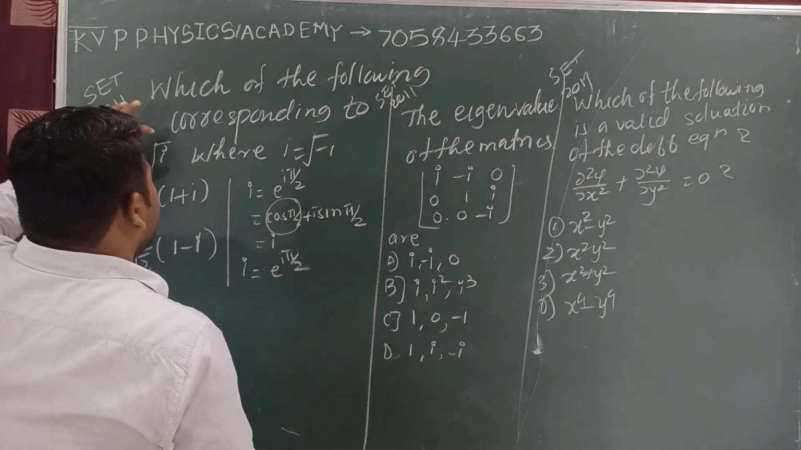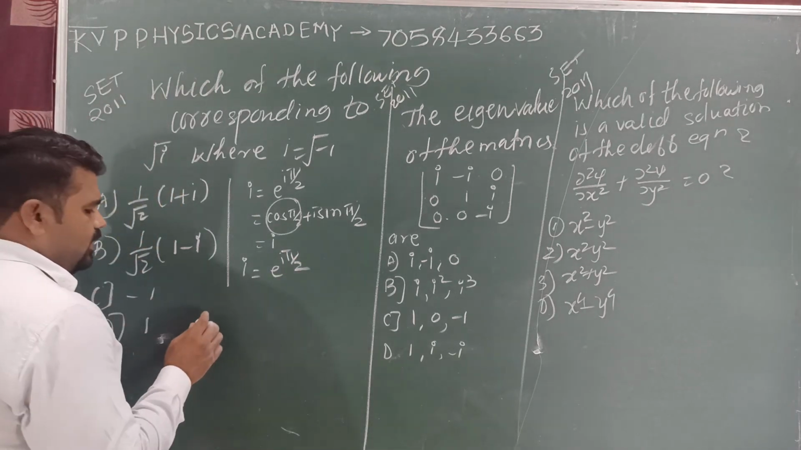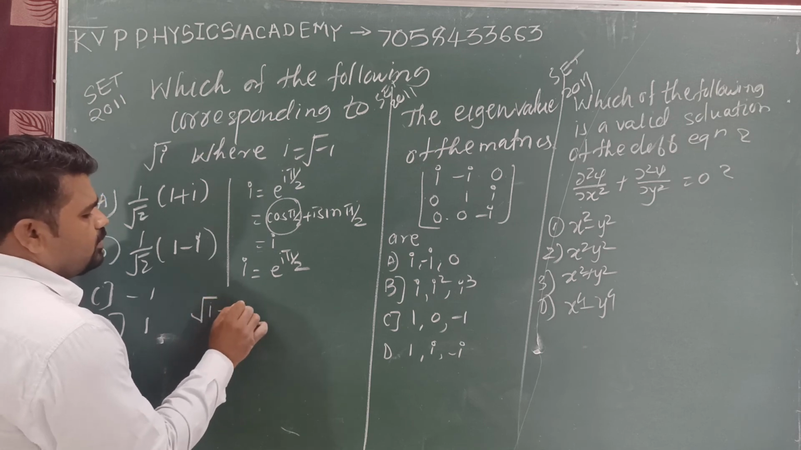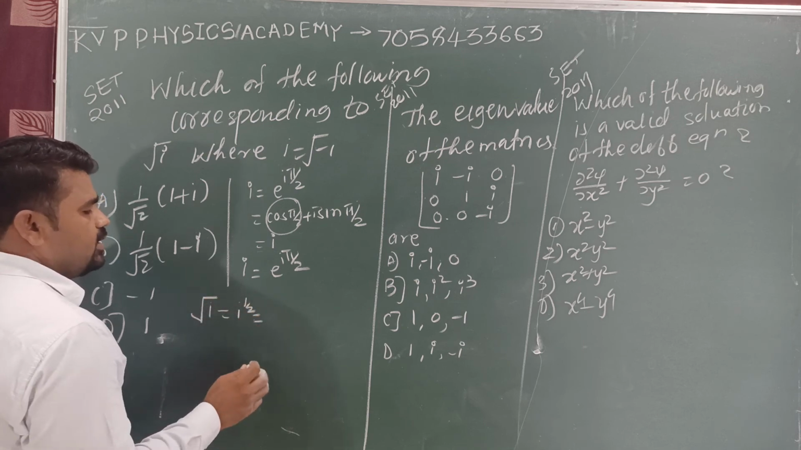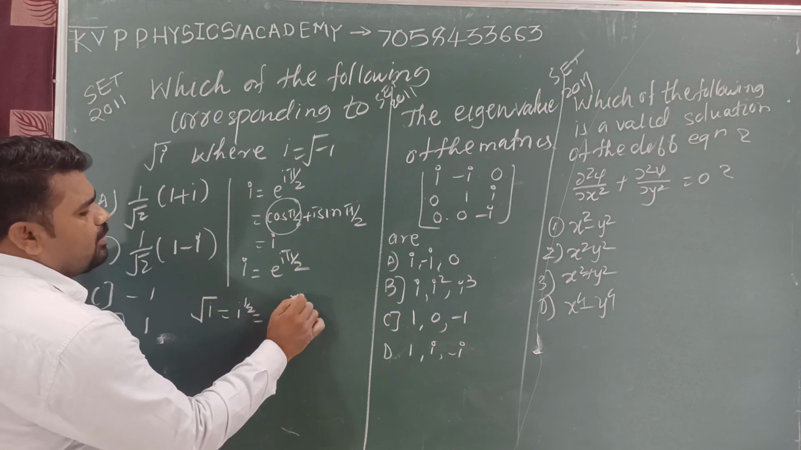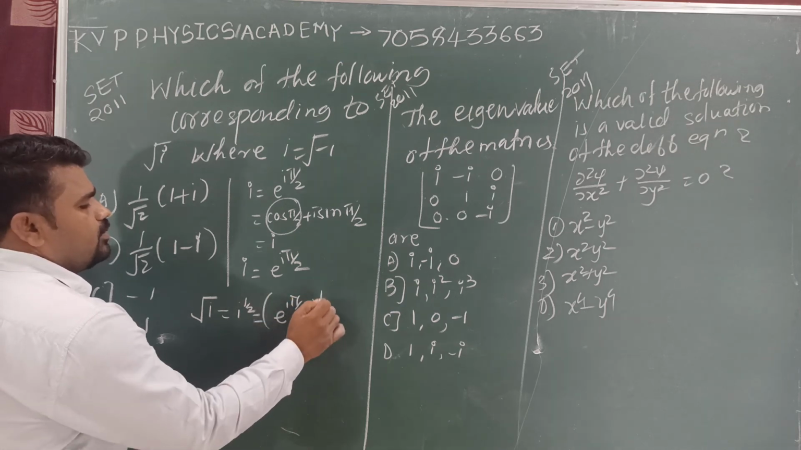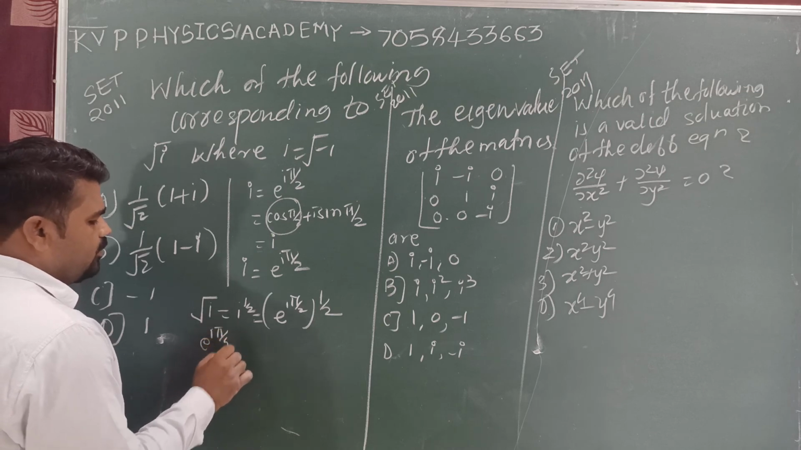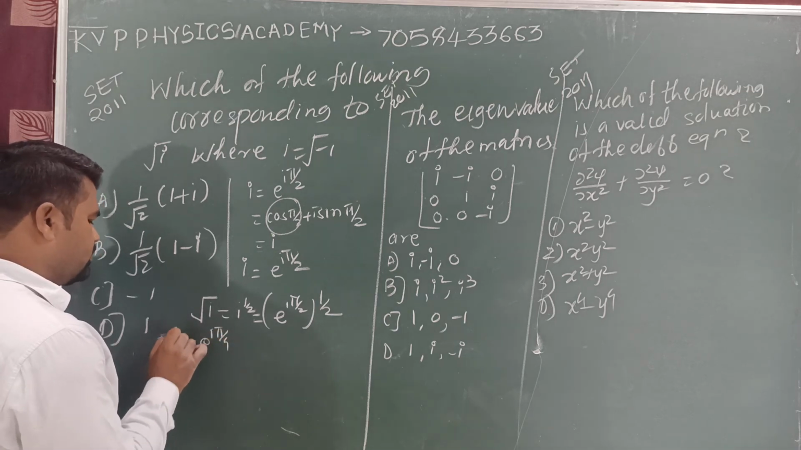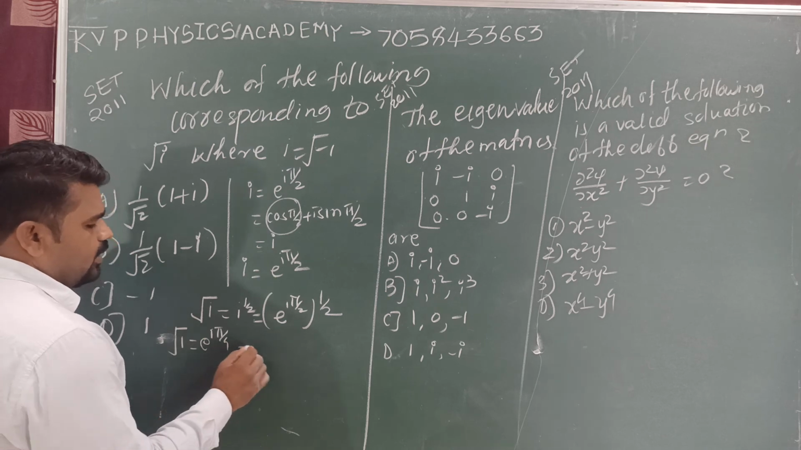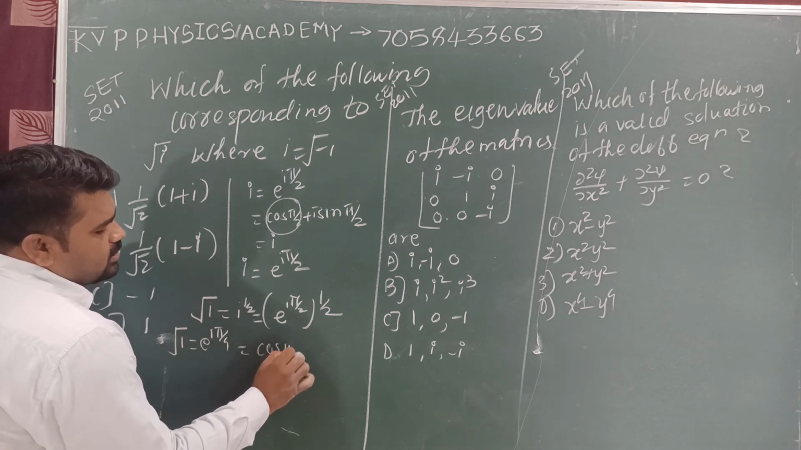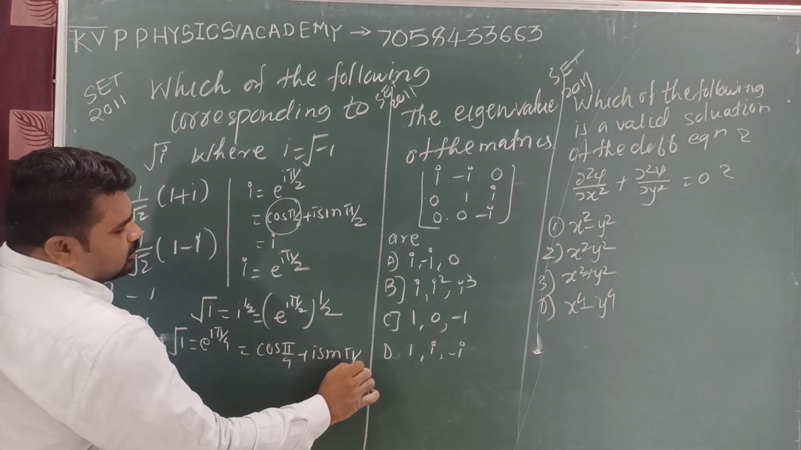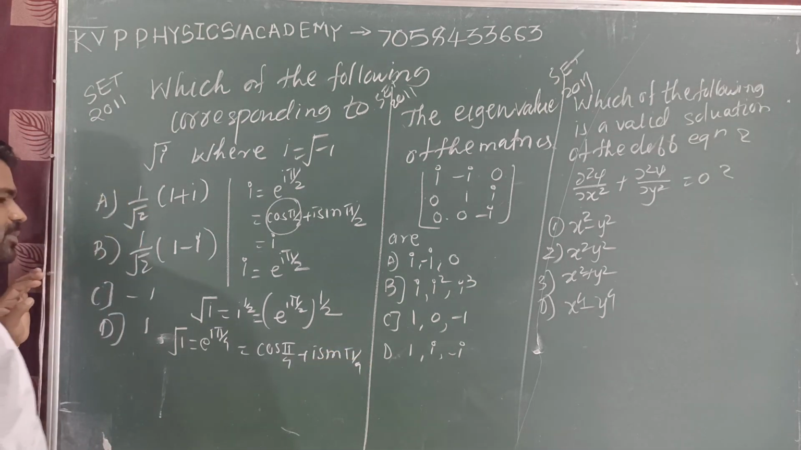But our aim is to find out the root i value. Root i means i to the power 1 by 2. Means here e to the power i pi by 2, bracket to the power 1 by 2. Okay. This can be written as e to the power i pi by 4. E to the power i pi by 4 is nothing but root i. And this can be written as cos pi by 4 plus i sin pi by 4.